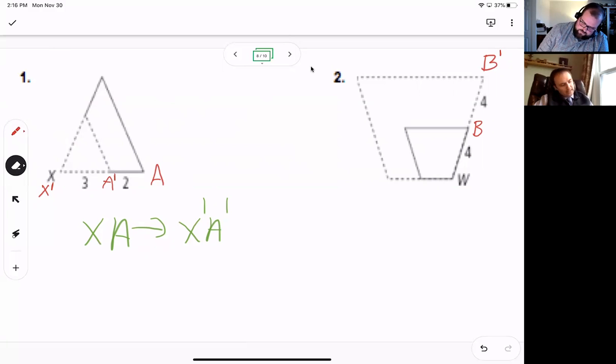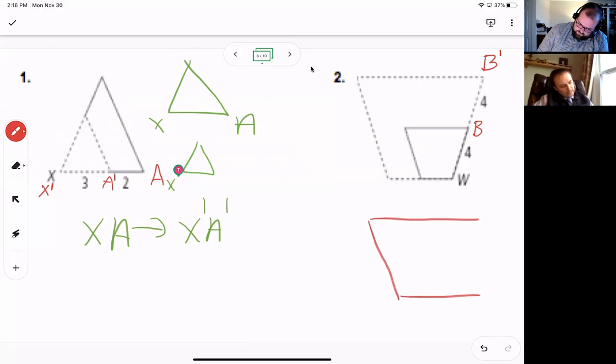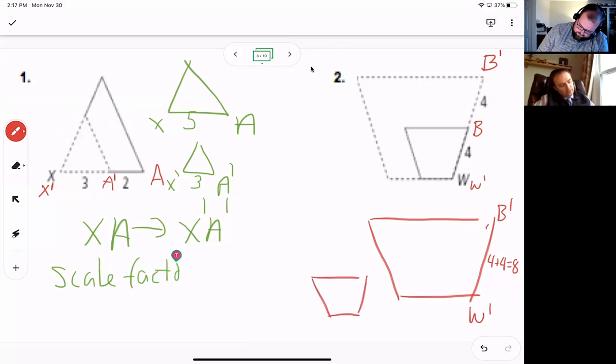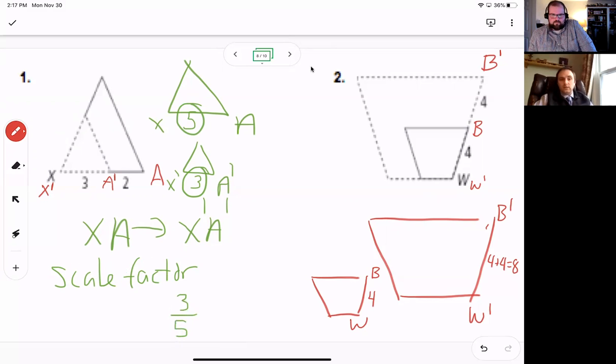Sounds good. Okay. So I have XA, and then I have X prime A prime. So XA, careful, don't mess this up. XA is 5, and then X prime A prime is 3. So that means that the scale factor, we're going from 5 to 3, is, let's see. What am I multiplying 5 by to get to 3? So 3/5. How'd I do, Mr. Carlson? You did great. I like it.